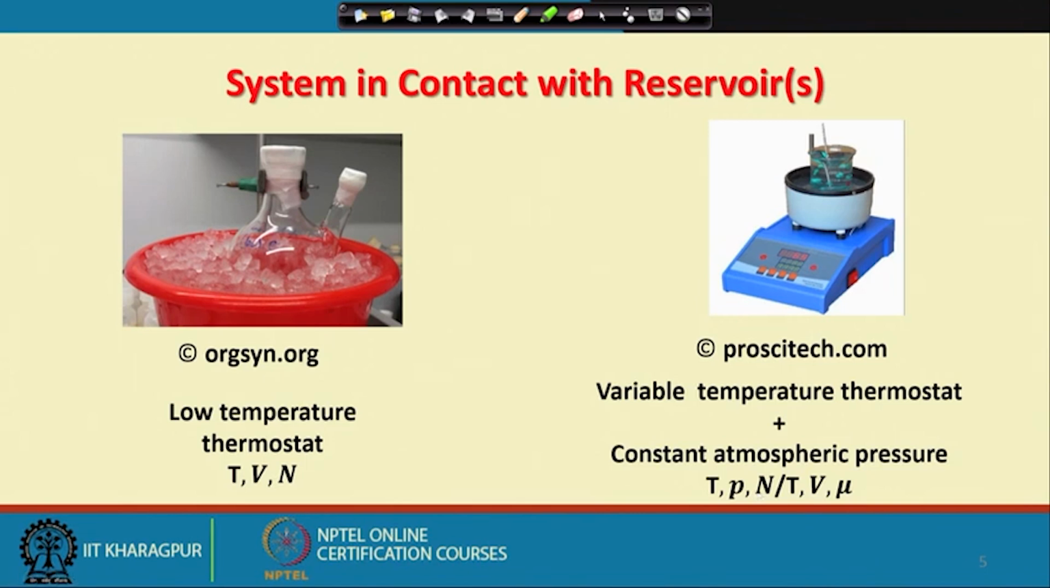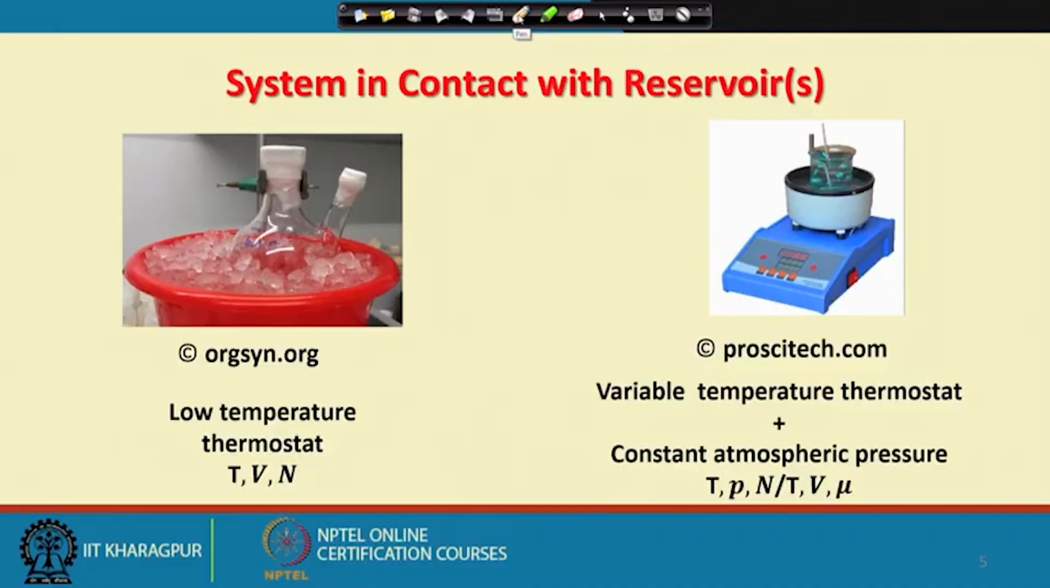components of the system are involatile or non-volatile, in that case this reaction will occur at constant temperature, constant pressure and constant number of particles. On the other hand, if some of the components are volatile here, in that case what you will find is the thermostat will maintain a constant temperature condition.